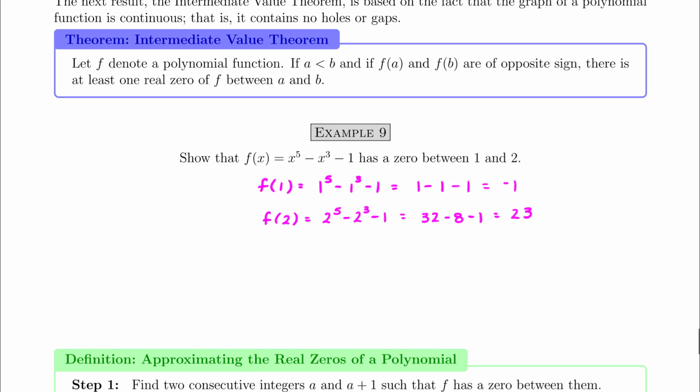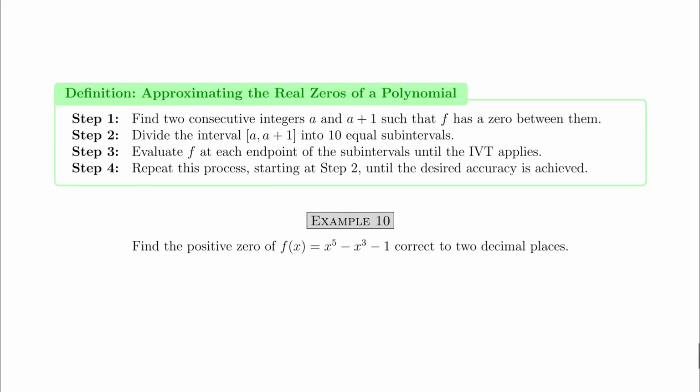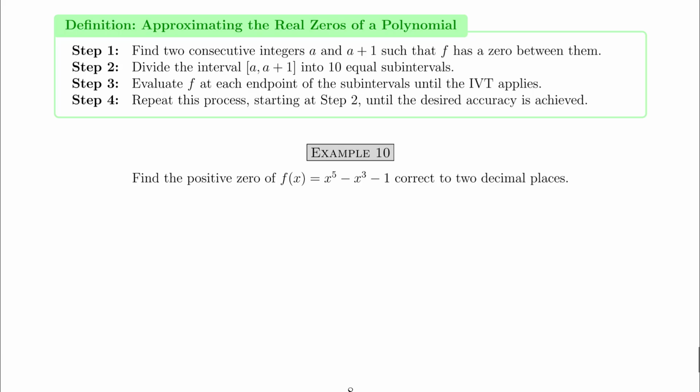With example 10, we're going to see how we can narrow that down algebraically without actually having to graph the function. If they're both negative, then the graph doesn't cross the x-axis between the two values. If they're both positive, the same thing is true. It doesn't cross the x-axis. So what we're going to do with example 10 is narrow it down to two decimal places. We've already established that a zero exists between 1 and 2. So let's take that interval from 1 to 2 and divide it up into 10 equal intervals.